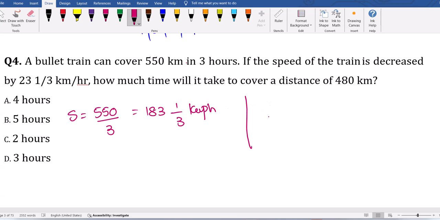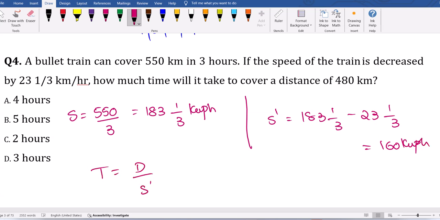But now the speed is decreased by 23 1 by 3. So remove 23 1 by 3. It will become 160 kilometer per hour. Now to cover 480 kilometers with this speed, it will take 3 hours, right? So 480 divided by 160, which is equal to 3 hours.